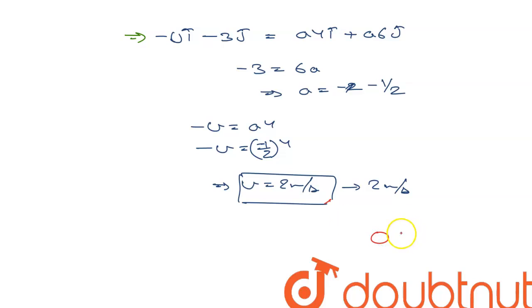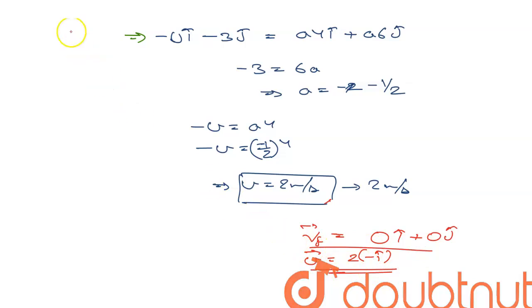And since there was no vertical velocity for the striker, it is 0 j cap. So v final for the striker is equal to 0, which is a null vector, and u, that is the initial velocity of the striker, is 2 minus i cap. So this is our answer.